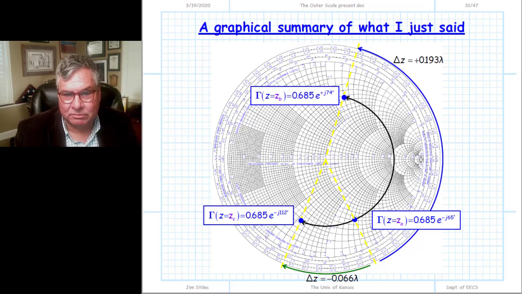Here is a graphical summary of what I just said. We start at some location on the transmission line. We'll call it ZA, purple ZA. This is a number, and we know it has this reflection coefficient. The important thing for our purposes is the reflection coefficient angle of minus 65 degrees.